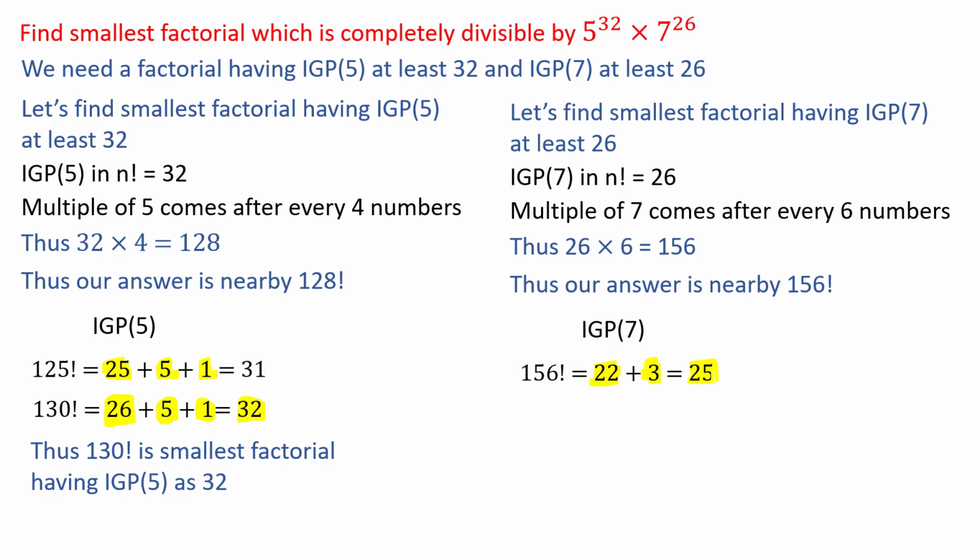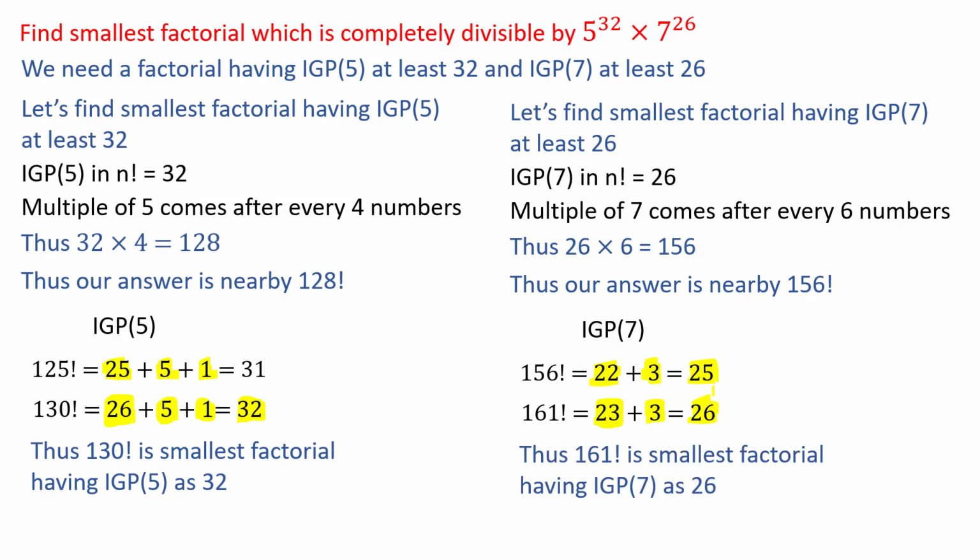So take a number. Which number is a multiple of 7 after 156? After 156 the multiple of 7 is 161. So now we need to check 161 factorial. In 161 factorial, let's find the IGP of 7. Divide 161 by 7, the quotient is 23. Divide 23 by 7, the quotient is 3. Divide 3 by 7, the quotient is 0. So we stop here and add all these quotients. The sum is going to be 26. Thus we can say that 161 factorial is the smallest factorial having IGP of 7 as 26.